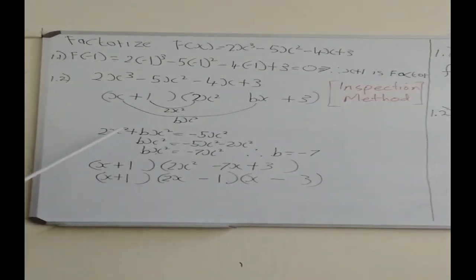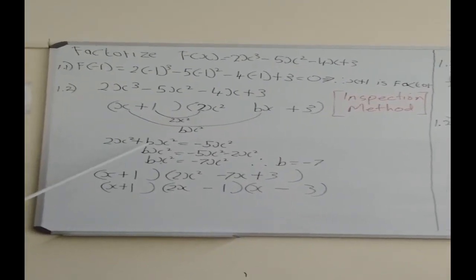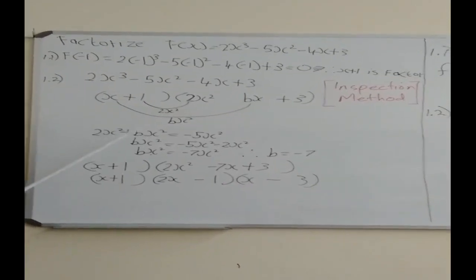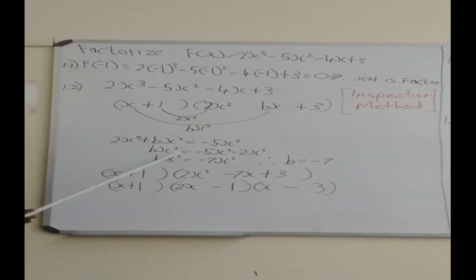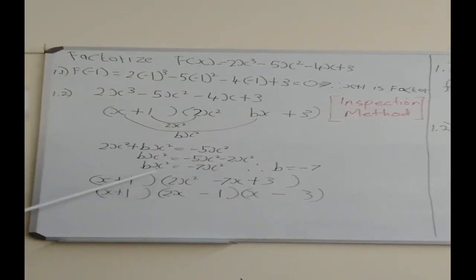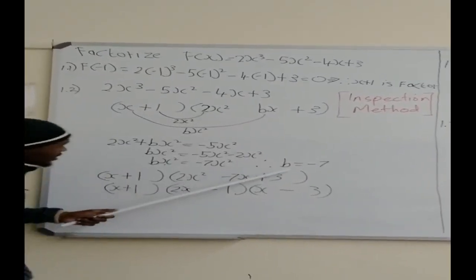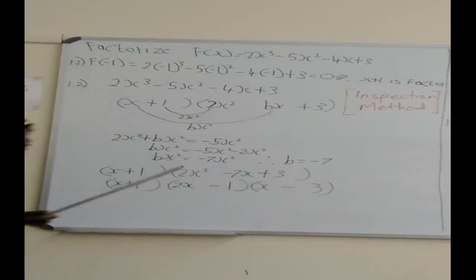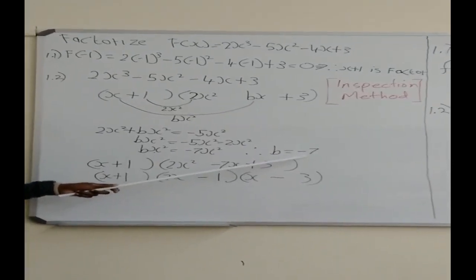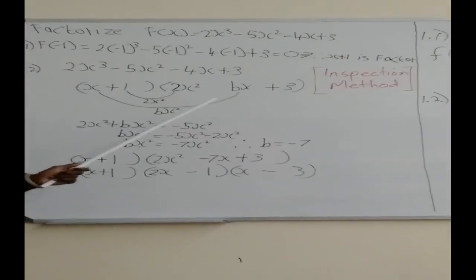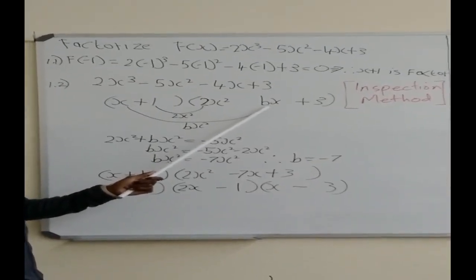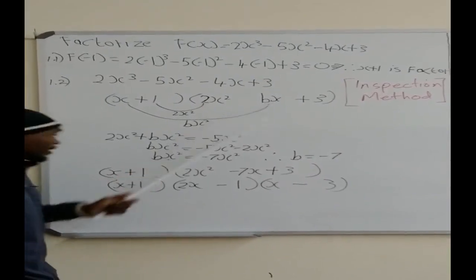Since it's an equation, I'm solving for b. To solve for b, I'm going to take 2x squared to the right hand side. bx squared is equal to minus 5x squared minus 2x squared. Then the value of b is minus 7. So after getting the value of b, I'm going to substitute it back inside the second bracket where there was b. It means I'm going to put minus 7.